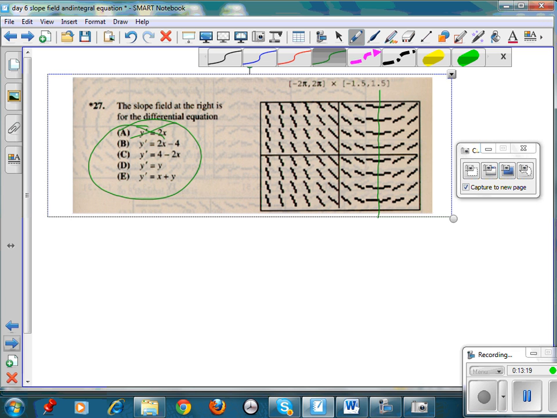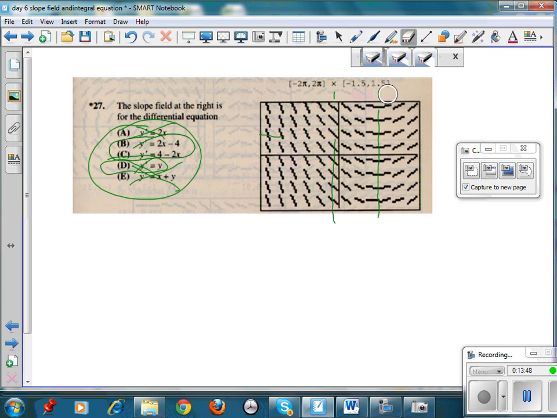Can't be y. Notice D. D tells me the slope is just dependent on y. Clearly, it changes as I go across x. Can't be that one. Can't be x plus y. The slope looks like it only changes with x. It doesn't change with y. Notice if I hold x constant and I walk down y, it doesn't change. So it's not a function of y. So it's one of these two right here.